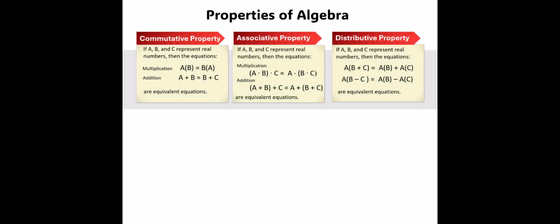Hey, Kathryn here. I want to talk about the properties of algebra for just a minute and explain to you how I remember them. The first one is the commutative property. That says if A, B, and C represent real numbers, then the equations, when we multiply A times B, is exactly B times A. For addition, A plus B is the same as B plus A, and they're all equivalent equations. How do I think about that?